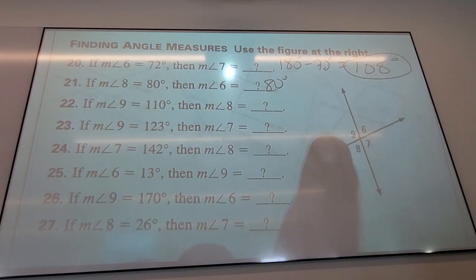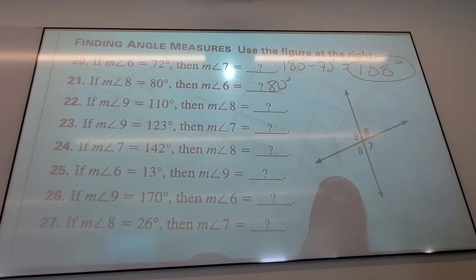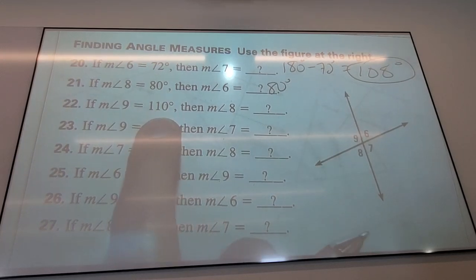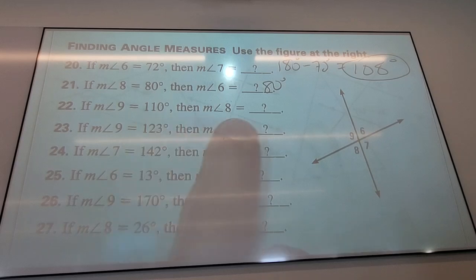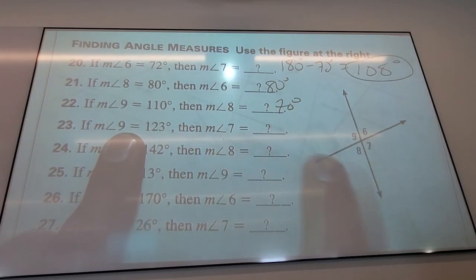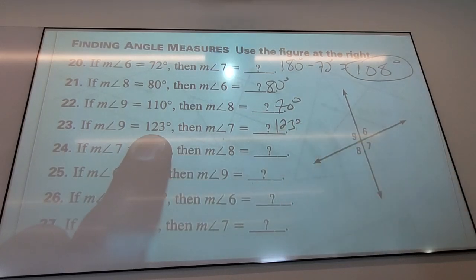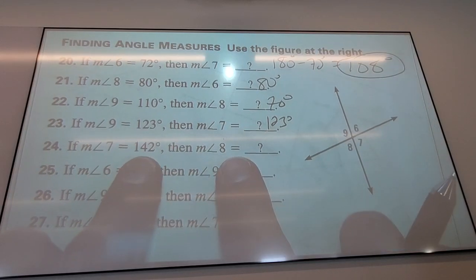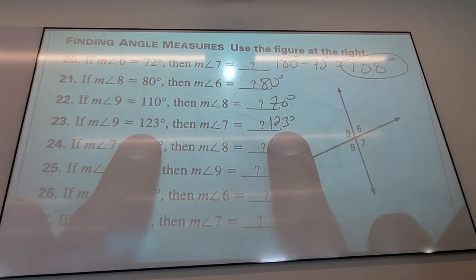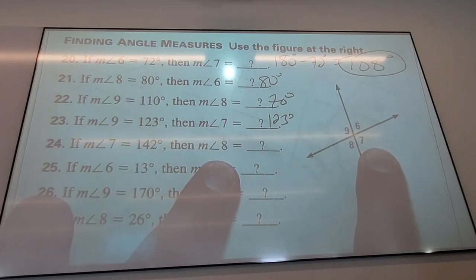9 and 8 have to add up to 180. So in this universe, where angle 9 is 110, angle 8 has to be 70. That's crazy. 9 and 7 are vertical. So in this universe where it's 123, this one has to be 123 because vertical angles are equal. So maybe you can think of this as a multiverse kind of situation. Angle 7 and angle 8, again, have to add to 180.